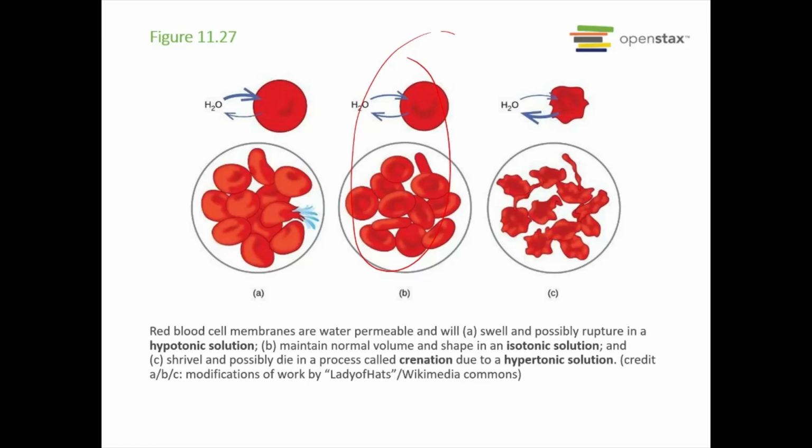If your solution that is injected into the body is hypertonic, that means it has a higher concentration than what's in your red blood cells, then the water can leave the cells in a process called crenation and makes them shrivel up and die, making you potentially die as well. So it is very important for those of you going into the medical field to be using isotonic solutions for your patients.